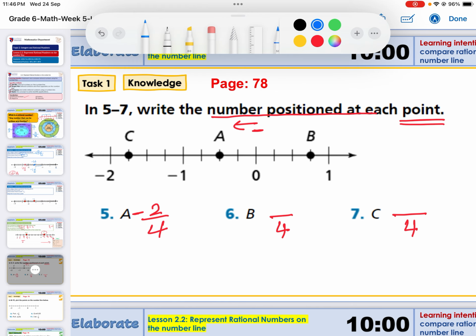Let's go to point B. Now, as you can see, for point B, I'm going to start moving. B is located between which two wholes? Between 0 and 1. So we're going to have to go from 0. Start counting again from 0. Let's go. 1/4, 2/4, and 3/4. As you notice, we are moving to the right of 0, so numbers to the right are positive. So your number will be 3/4. That's it. Let's move on now to point C.